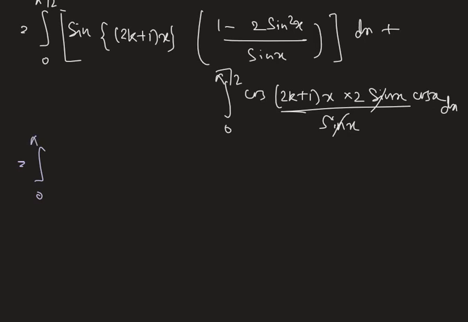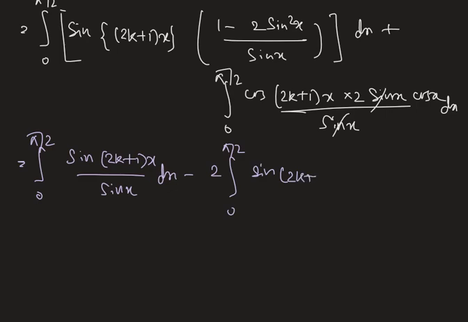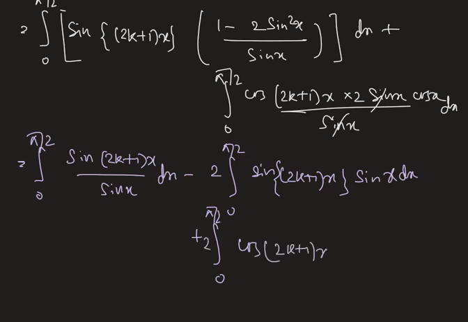Now integration 0 to pi by 2 of sine (2k plus 1)x divided by sine x dx, minus 2 into integration 0 to pi by 2 of sine (2k plus 1)x multiplied by sin x dx, plus integration 0 to pi by 2 of 2 into cos (2k plus 1)x cos x dx.